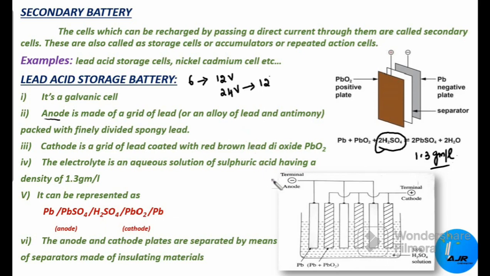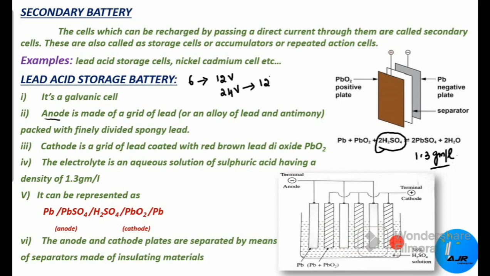In a lead acid storage battery, the anode and cathode plates are arranged alternately. First anode and then cathode, next anode and cathode. These are separated by means of separators made of insulating material. It is clearly shown here: this is the anode and this is the cathode, and both electrodes are separated by a separator. Understood? These are immersed in a bath of 38% solution of sulfuric acid.